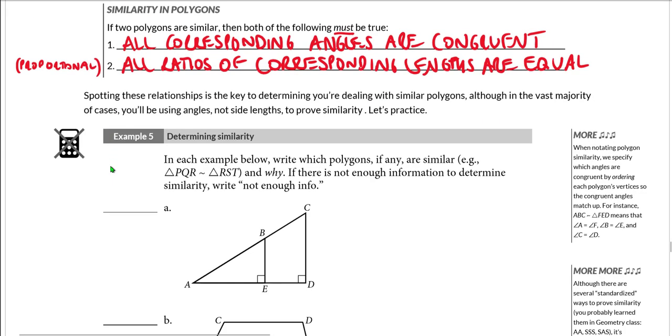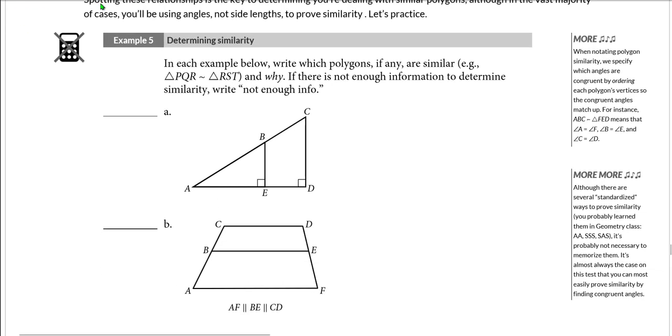Those two items are always true when polygons are similar, and if those items are true, then the polygons are similar. In example 5, what we're going to run through are a few instances where we have to determine similarity. In other words, we're not going to really be doing any math here. We're not going to be calculating side lengths. We're just going to be looking at a bunch of figures and determining whether any of the polygons, triangles, we've got some trapezoids in example B there, are similar to each other, and we're going to have to state a reason why, which we can do just by marking up the figures in some cases.